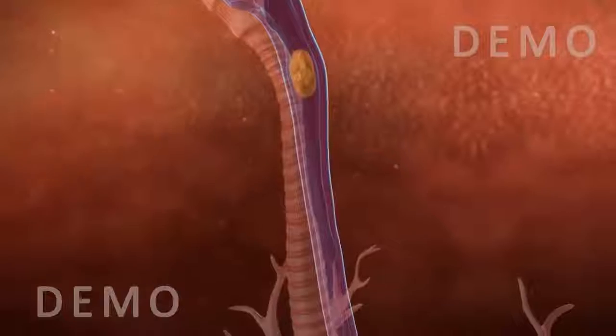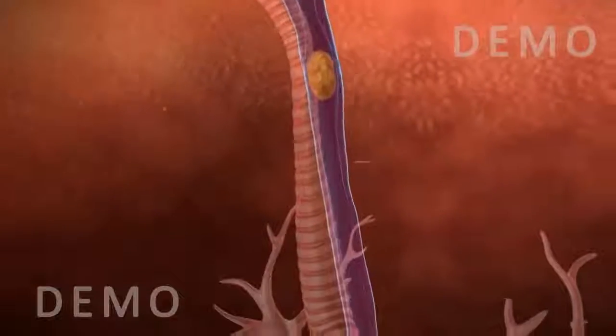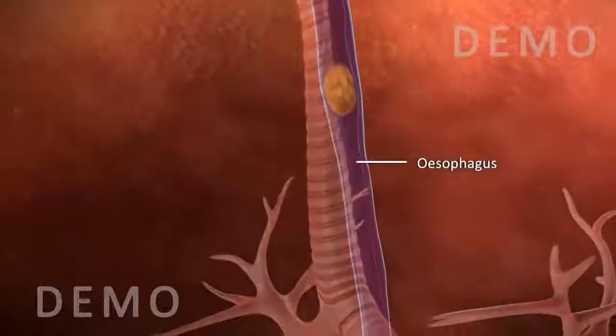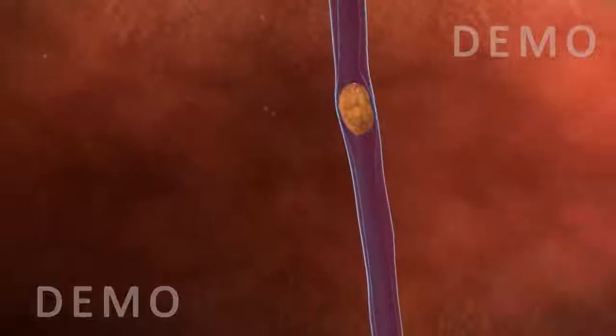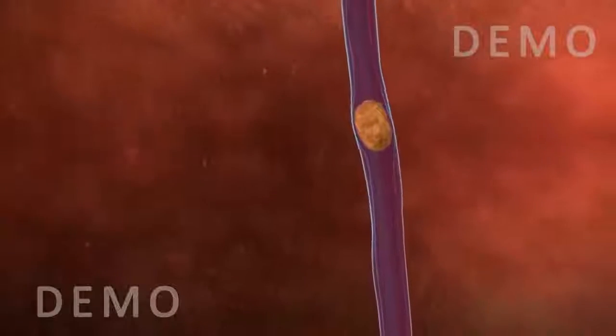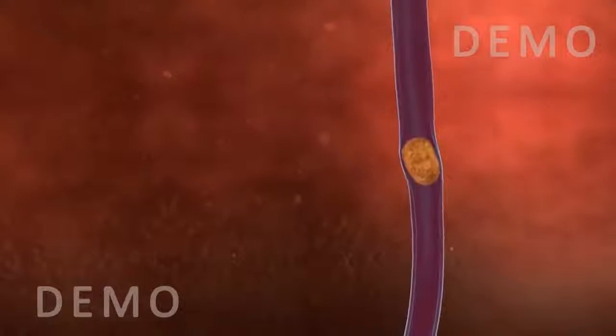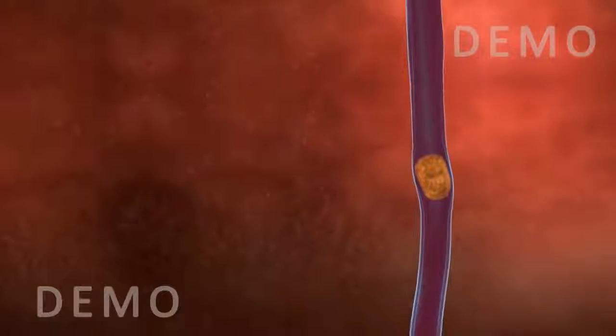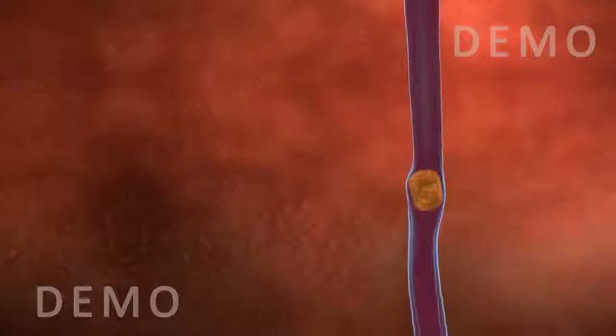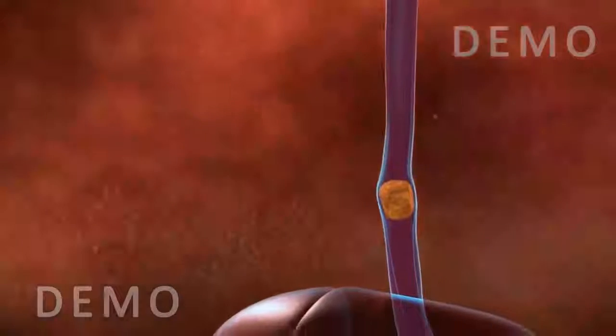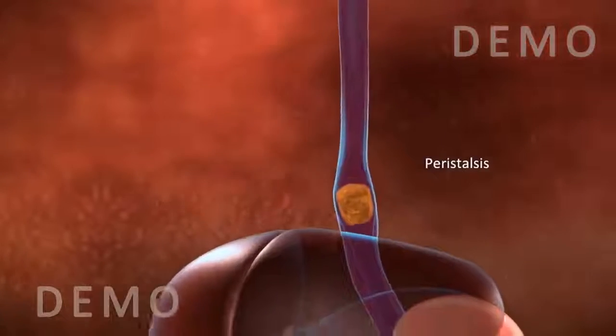The food then enters the food pipe, or esophagus, which connects the pharynx to the stomach and is gently pushed down to the stomach by wave-like muscle contractions and relaxations known as peristalsis.